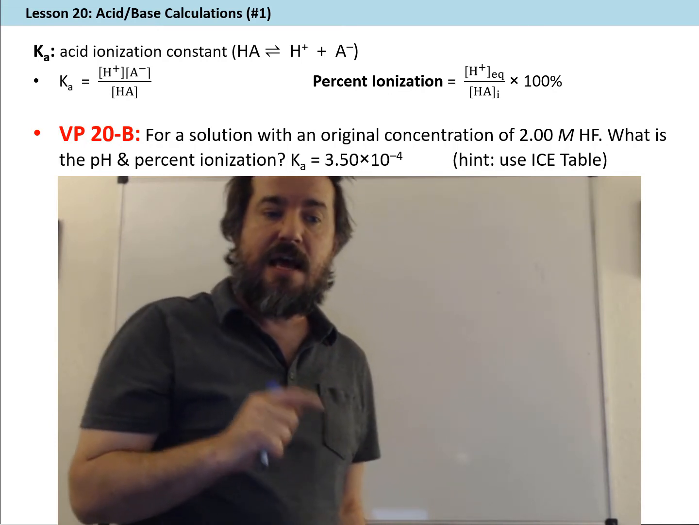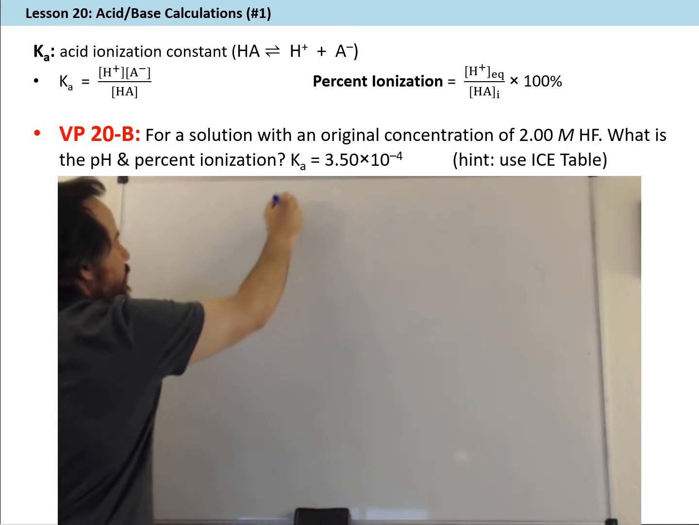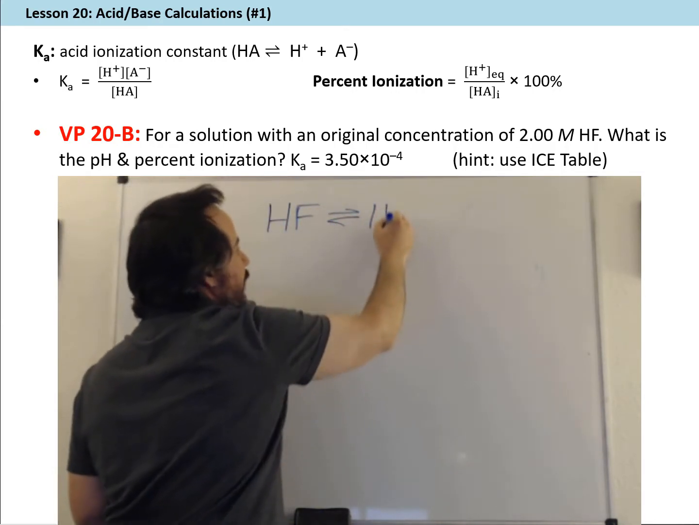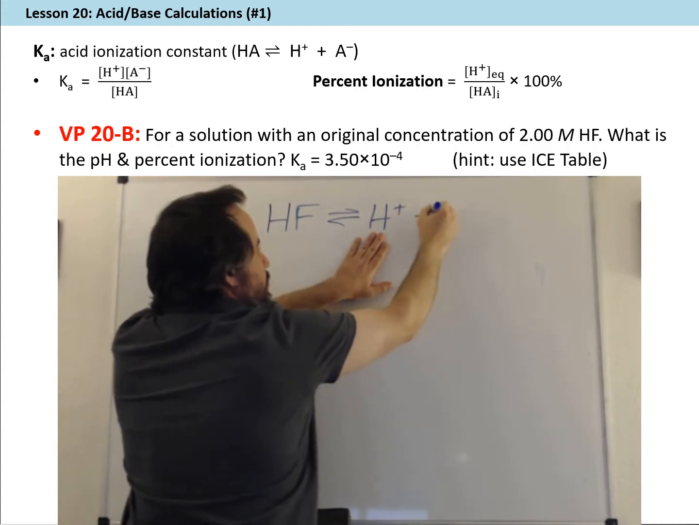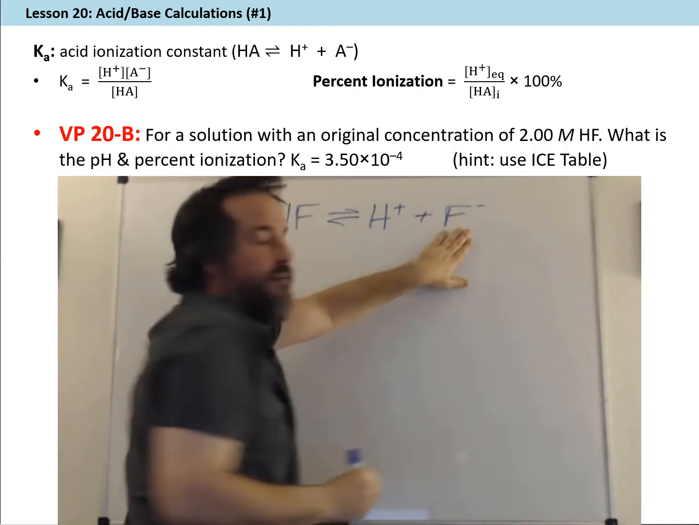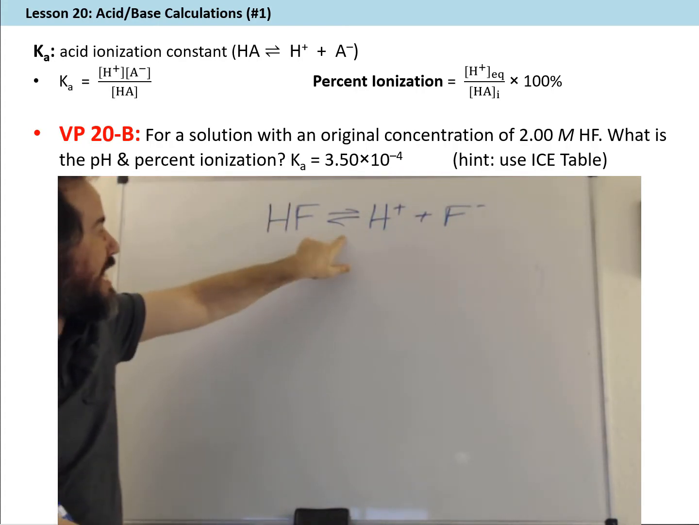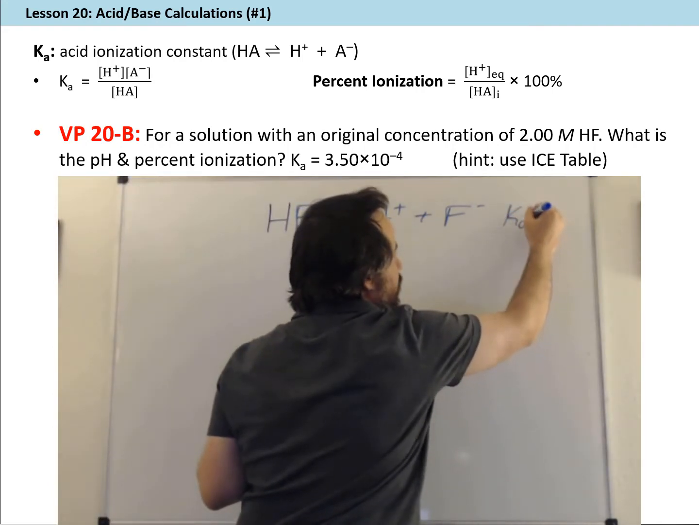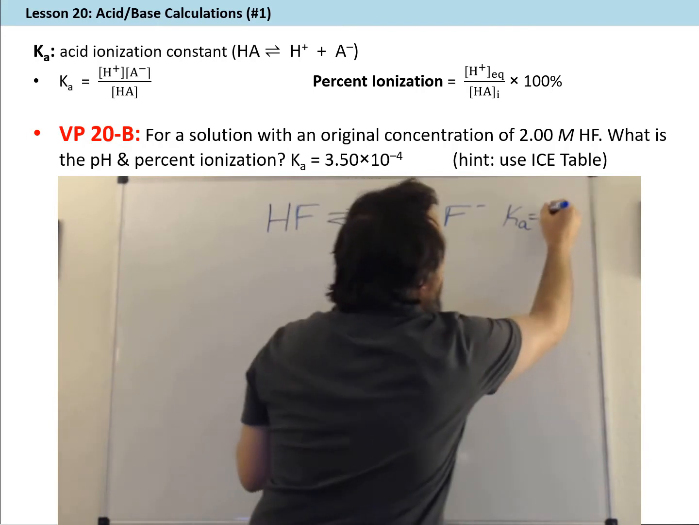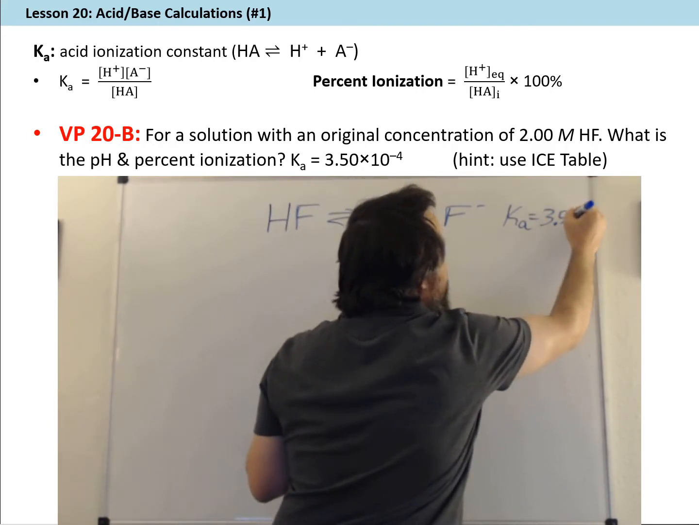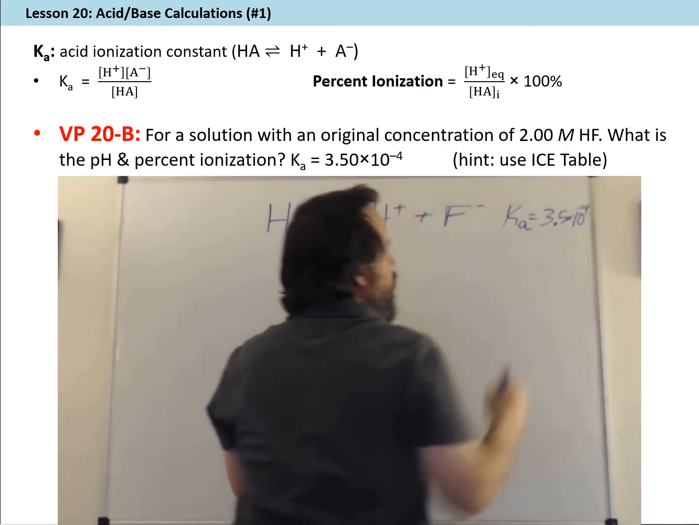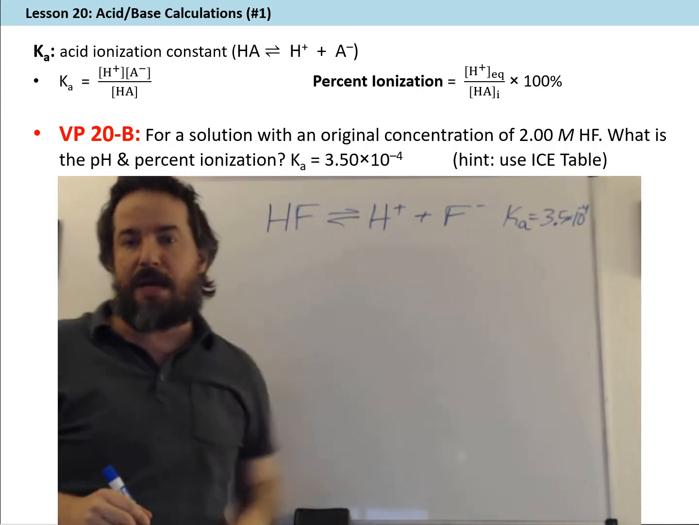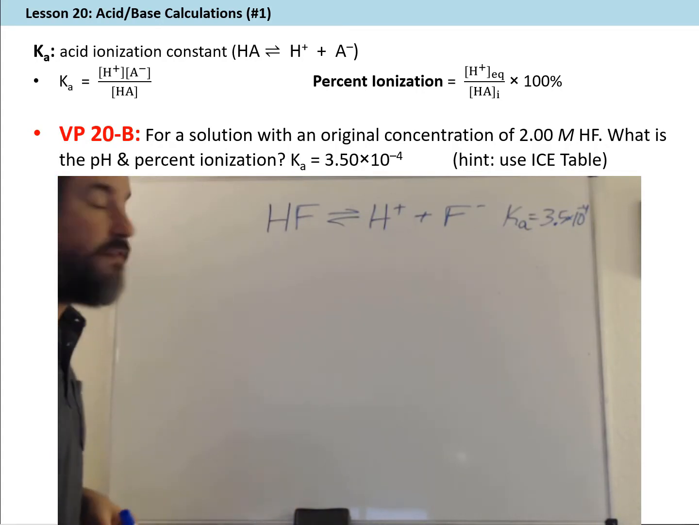then I can say HF is going to do what acids do, produce H+. And I'm going to be left with F-. And it's weak, so I have this equilibrium. And so my Ka here is 3.5 times 10 to the minus 4. It's small, right? That means I'm going to have a lot of HF and just a tiny bit of it forming H+ and F-.